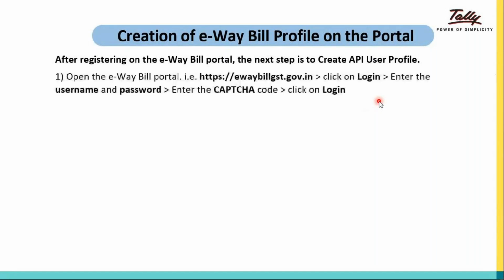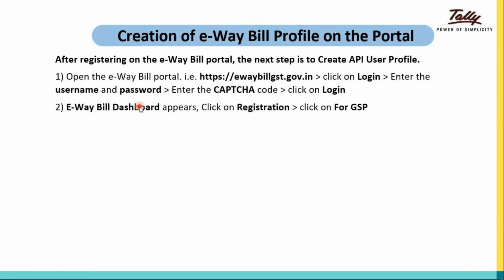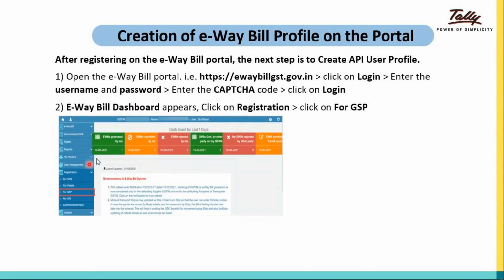After you finish creating your profile by giving a username and password, you will visit the same website again. You'll click on login, enter the username and password, and again enter the captcha. After you do that, you will come to this screen. On the left hand side, you have an option which says for GSP, that means your GST Suvidha Provider. So we must select this one here.